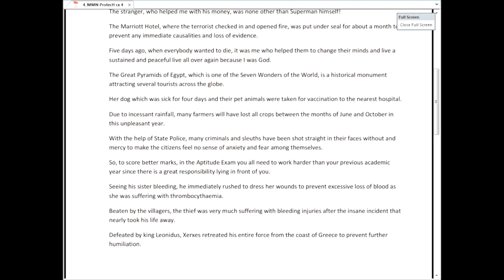So this is an ability, and it is not easy. I understand that in the beginning this problem happens. Even I face this as a learner, because the nature of adjectives is like that. You cannot make pictures of adjectives. So therefore this difficulty. Got it? Okay. So now look here. Her dog, which was sick for 4 days, and their pet animals. So their pet animals is one noun segment. Her dog is one noun segment.